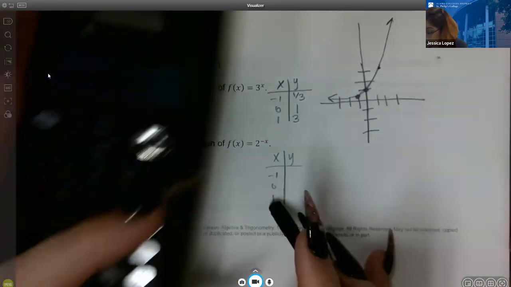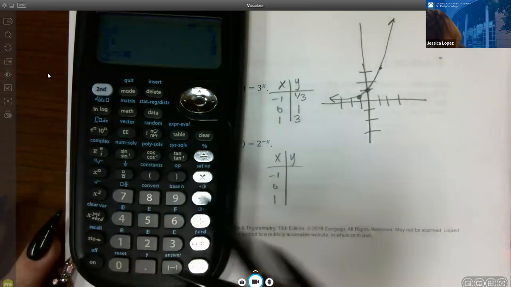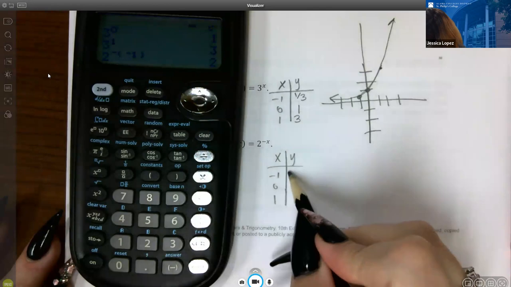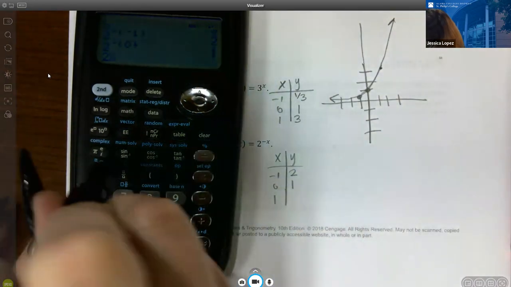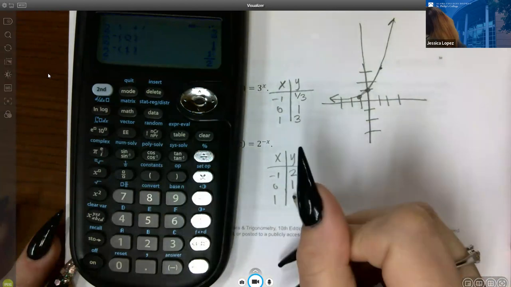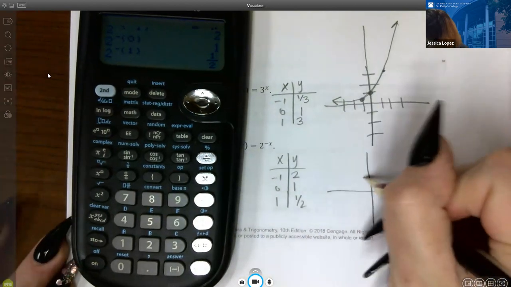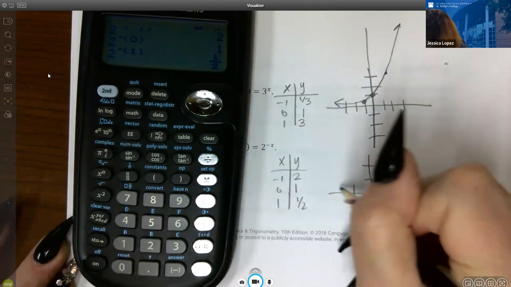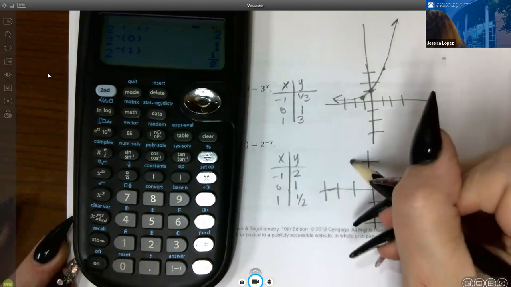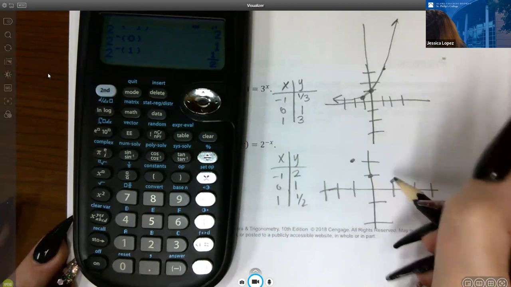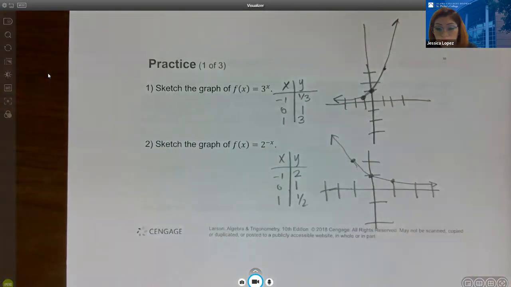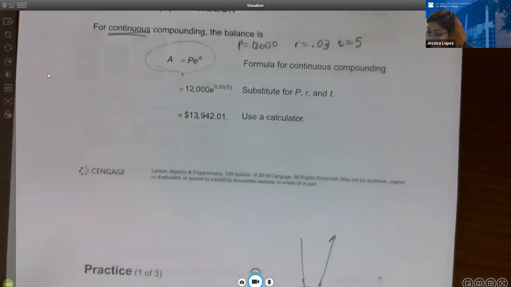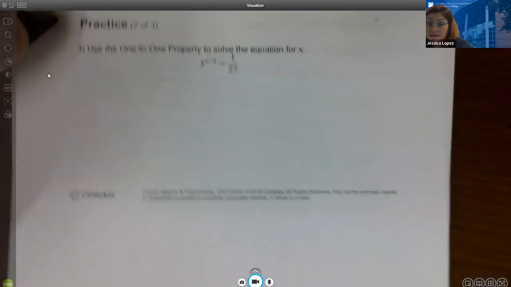Now, if I wanna do the bottom one, let's plug it in. 2 raised to the negative, and I'm gonna plug in negative 1. I get 2. 2 raised to the negative, and I'm gonna plug in 0. I get 1. 2 raised to the negative, and I'm gonna plug in 1. I get 1/2. And if I draw these, I'm going to get negative 1 and 2, 0 and 1, 1 and 1/2. And so then this one looks the other direction. And now I have the sketch of that one. Okay. So it's just a matter of plugging in those 3 x values and finding the corresponding y values and then plotting them on a graph and connecting the dots, okay?